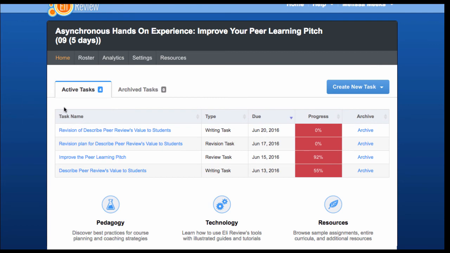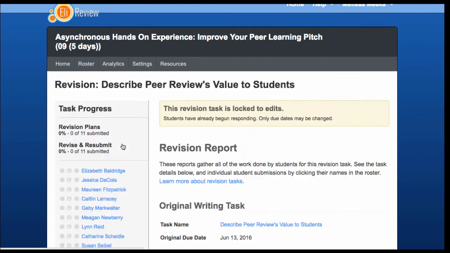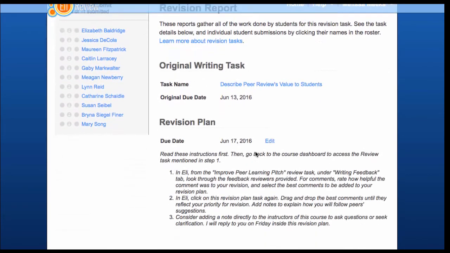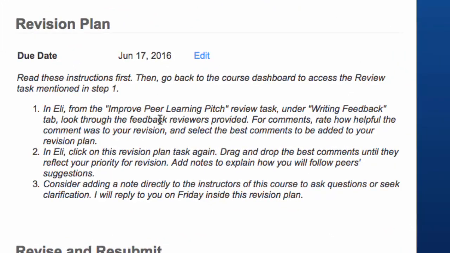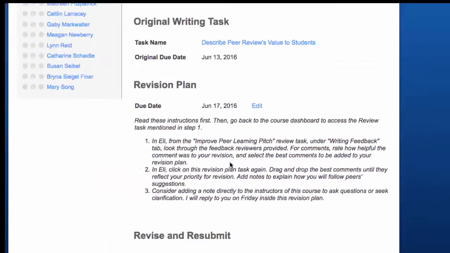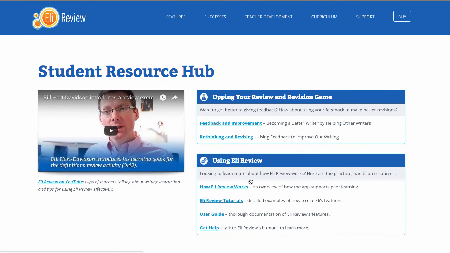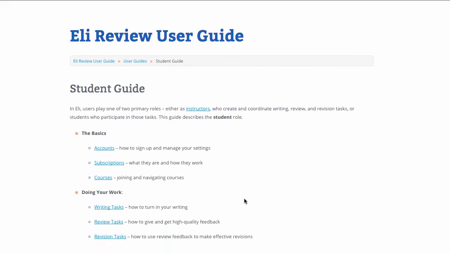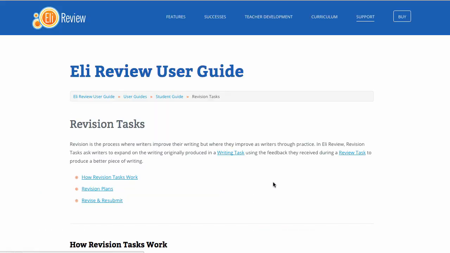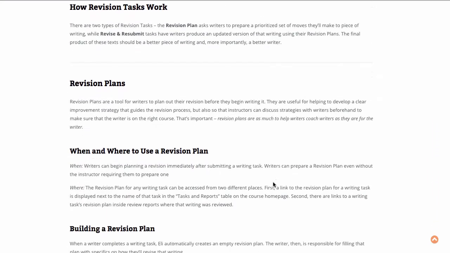When you go to the dashboard, click on it, and you'll see the instructions that explain how to get comments from the review task to the revision plan. So remember that you have to start in a review task and then work through the comments and choose Add to Revision Plan, and it will get copied to a list. I'm going to switch to the student resources, and I'm going to pull from the user guide and then pick the revision task to walk you through this process.